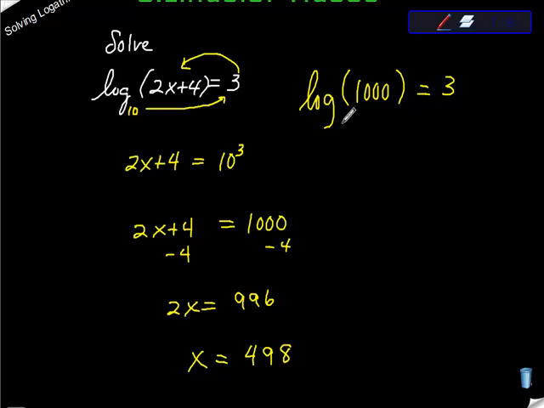It makes perfect sense, because remember, this is a 10 here. 10 to the third power equals 1,000. 1,000 equals 1,000? Yes, it does. We have that fixed.